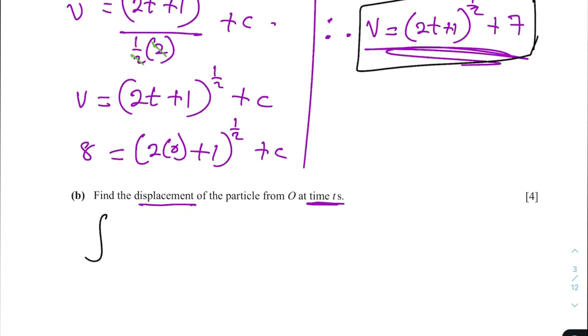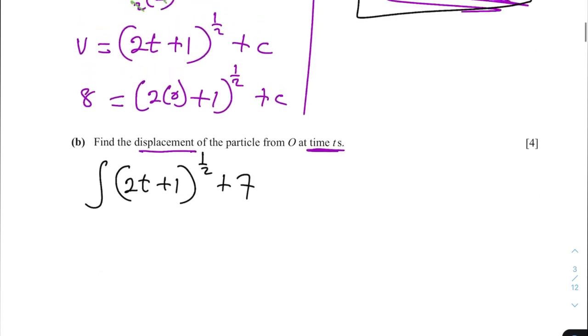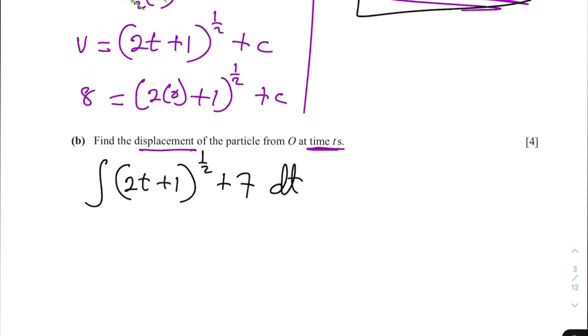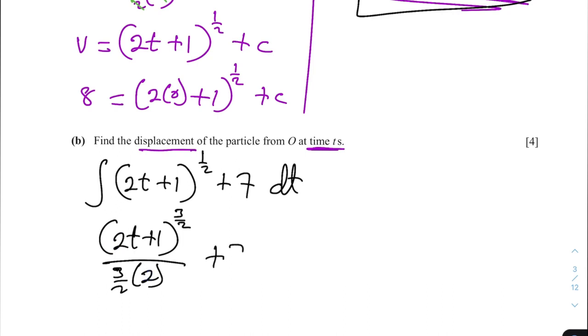So we are integrating (2t + 1)^(1/2) + 7, dt. All right, so this is basically going to give us (2t + 1)^(3/2) over 3/2 into bracket 2. Always, whatever is here must also come down there. Then we integrate the 7, that should give us 7t, okay.